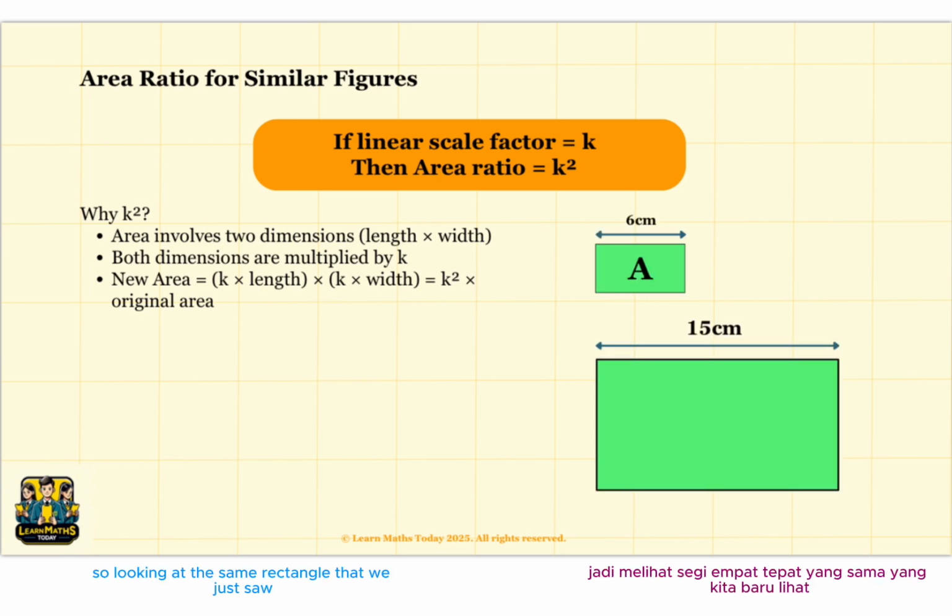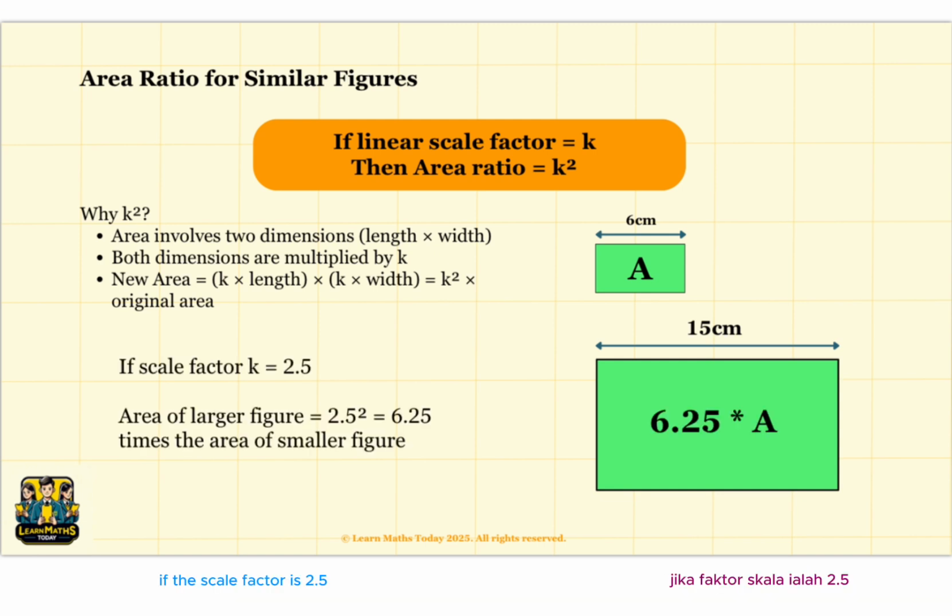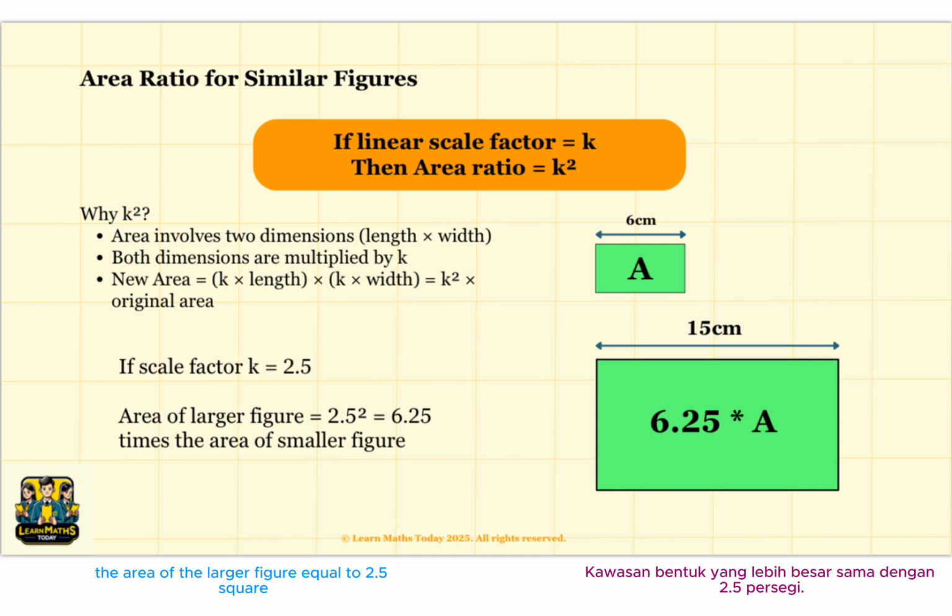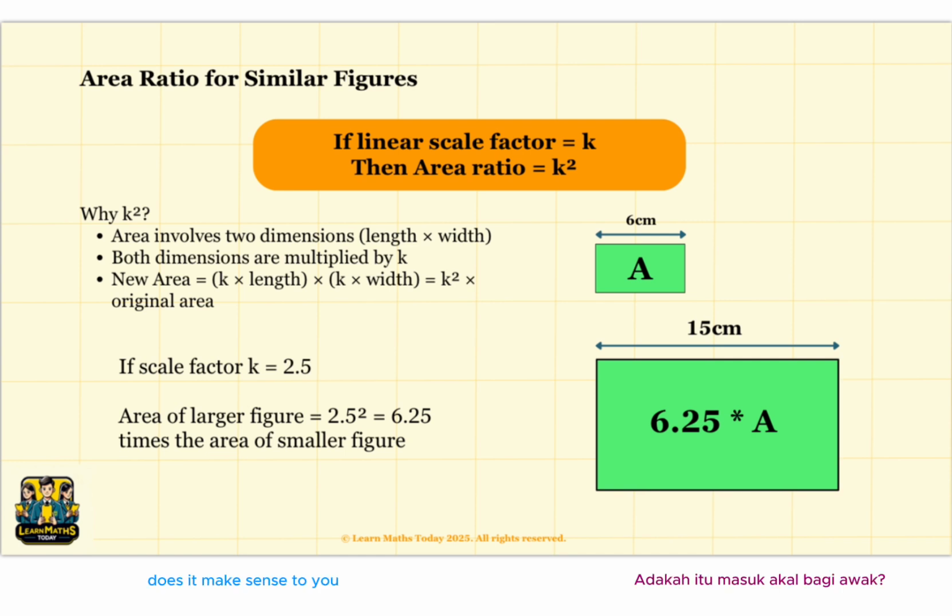Looking at the same rectangle that we saw earlier on, we know that the scale factor is 2.5. If you want to find the area of the larger figure, what will you do? If the scale factor is 2.5, the area of the larger figure equals 2.5 squared, which is 6.25 times the area of the smaller figure. That means the larger rectangle has 6.25 times the area of the smaller rectangle. Does it make sense to you?